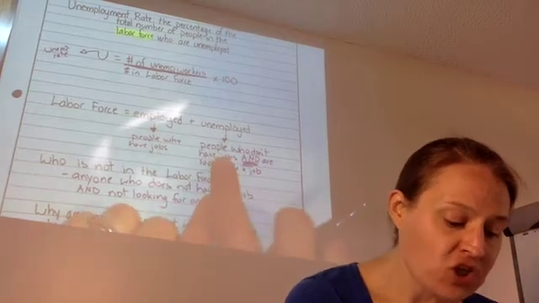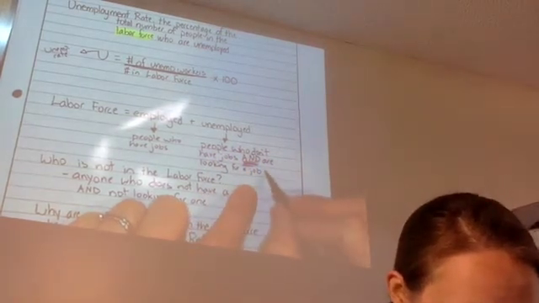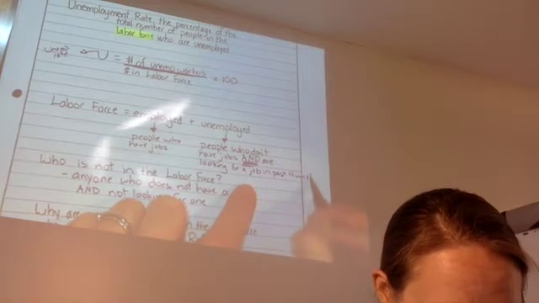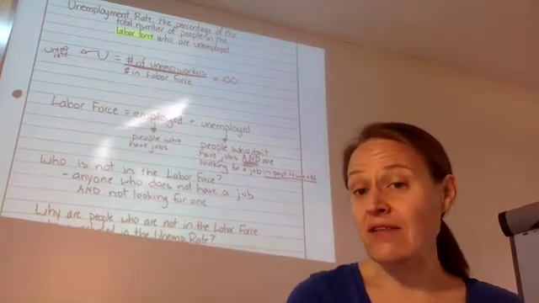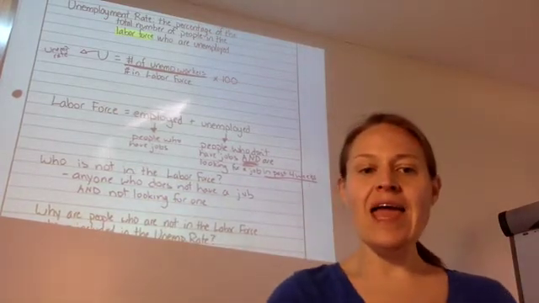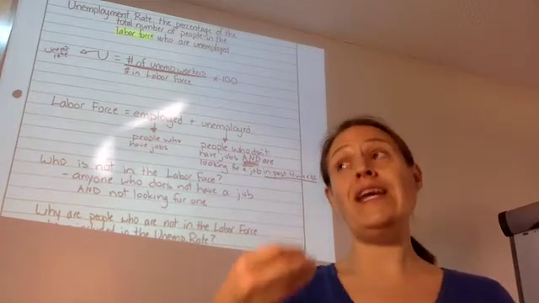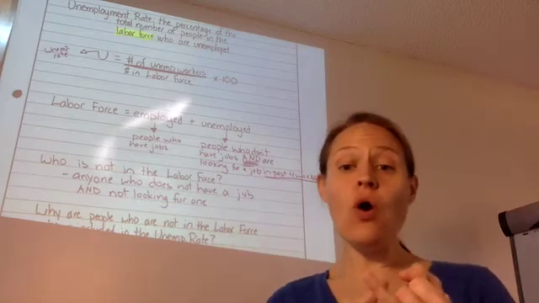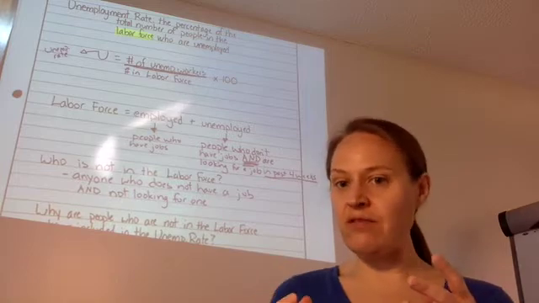They're people who don't have jobs and are looking for a job in the past 4 weeks. So that means that if somebody is going to be included in our unemployment rate, that means that they have actively put in an application or a resume for a job at least once in the past 4 weeks.